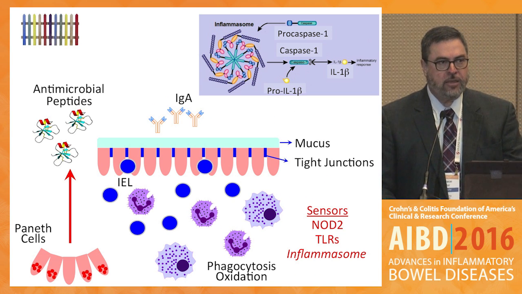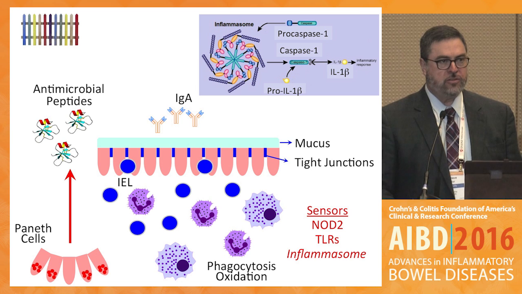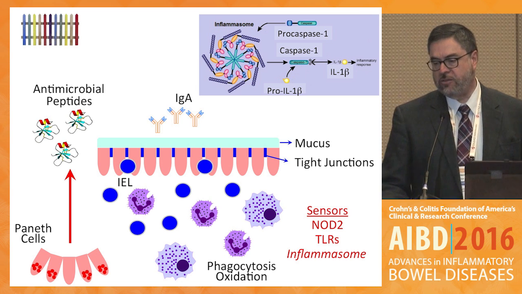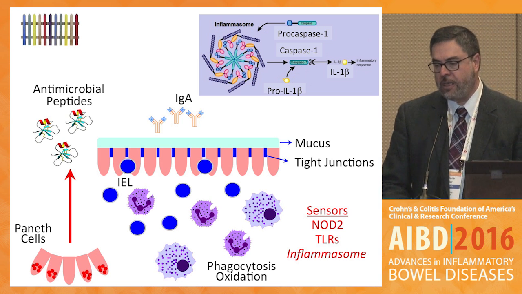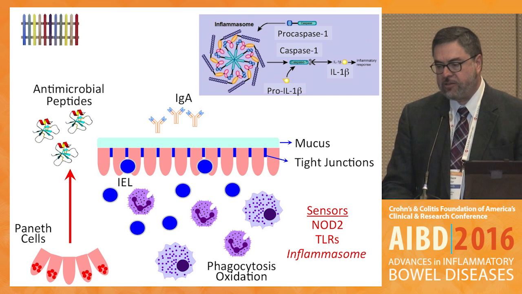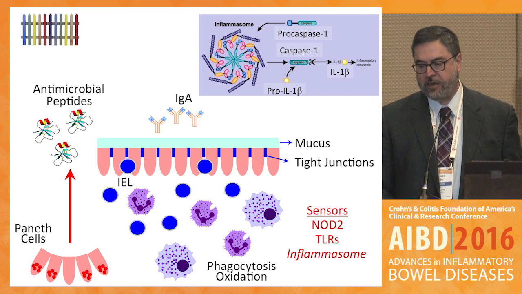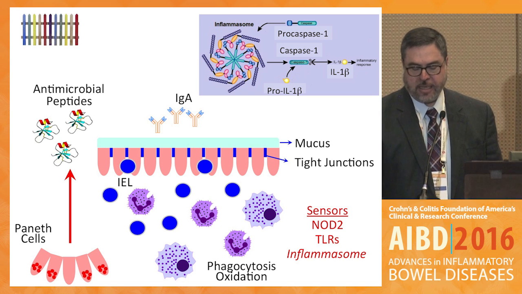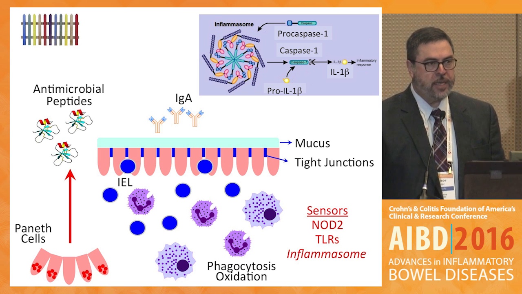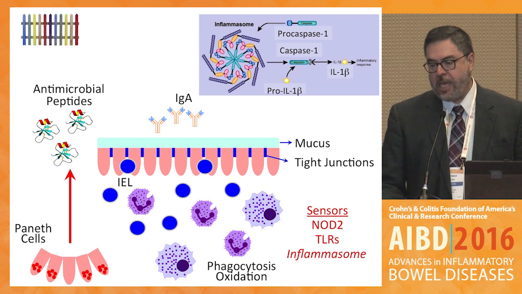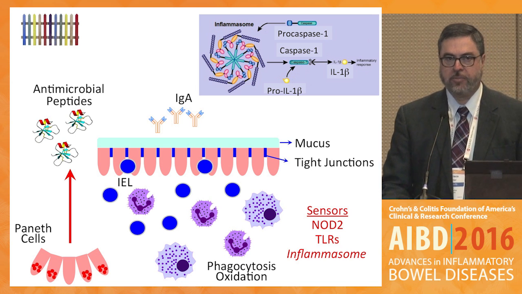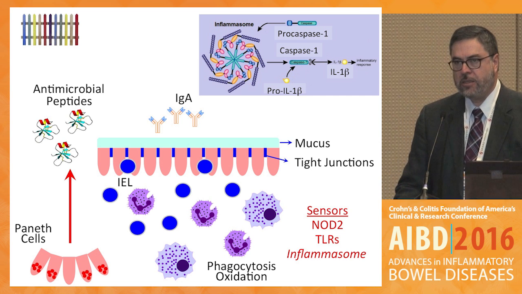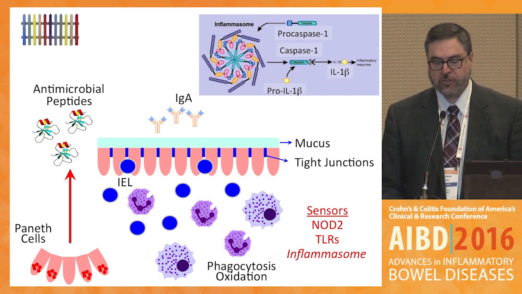So this is a schematic of the gut barrier that is composed of multiple factors, and of course there is the antimicrobial peptide secreted by Paneth cells in the small bowel, secretory IgA by B cells, the mucus layer, the epithelial layer, intraepithelial lymphocytes, and then immune cells in the lamina propria that detect and destroy invading bacteria. And to do all this effectively, we have sensing systems in the epithelium and in the lamina propria, including proteins like NOD2 and toll-like receptors.